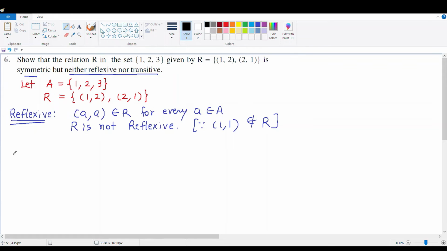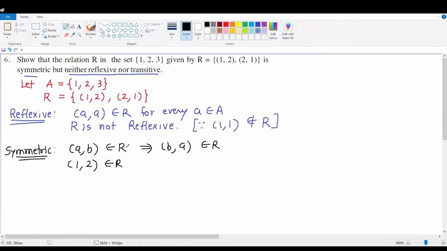Now let's check for symmetric. The definition of a symmetric relation says that if you have (a, b) in R, then you must have (b, a) also in R. So that means we have (1, 2) belongs to R. But from the symmetric definition, you must have (2, 1) belongs to R. Oh yes, we have that. We have (2, 1) belongs to R. So it is symmetric, and we were supposed to show that it is symmetric.